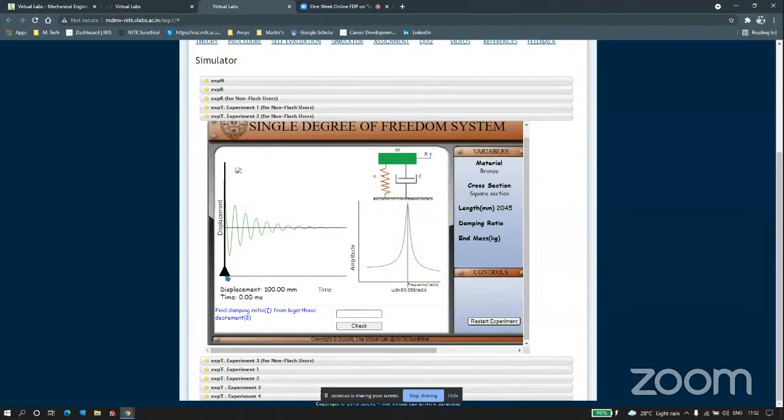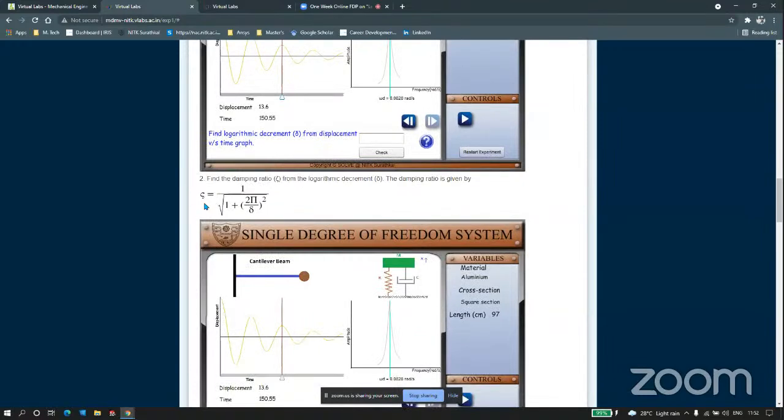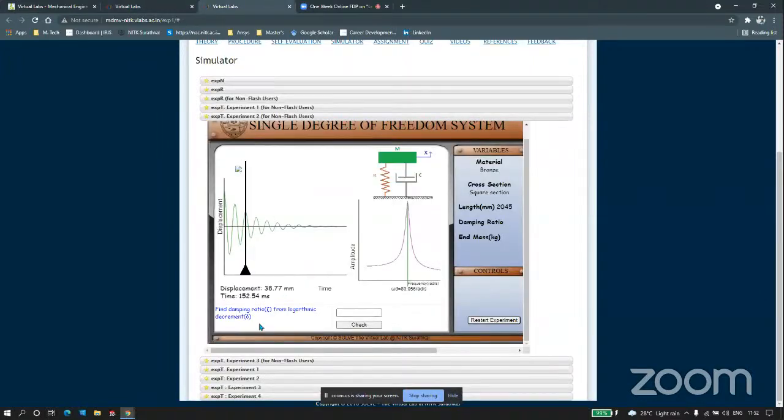Here we have to first find the logarithmic decrement by using the formula 1 by n ln x naught by xn. By using this cursor, you can take the values, and then we have to find the damping ratio, that is zeta. You can check the formula in the procedure. So here you will find the formula zeta is equal to 1 divided by square root of 1 plus (2 pi by delta) whole square. So using this formula, you will get the damping ratio, and you can enter the value over here to check whether your answer is correct or wrong.